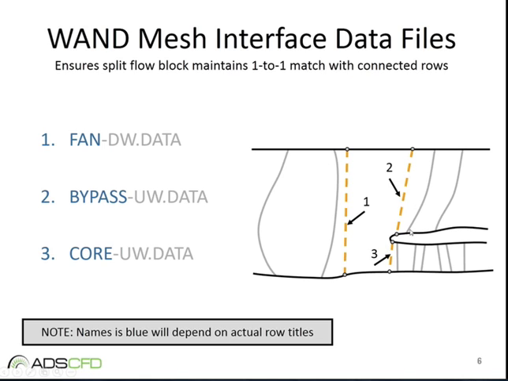Similarly, for the bypass and the core, we're interested in the upstream data, since that's where the split flow block will interface with those rows. And again, these files communicate to the mesher how the radial mesh spacing is distributed. And again, the names of these files will be dependent on the names that have been given to those previously generated meshes. So they won't necessarily just be fan, bypass, and core. Whatever they're named is up to the user.